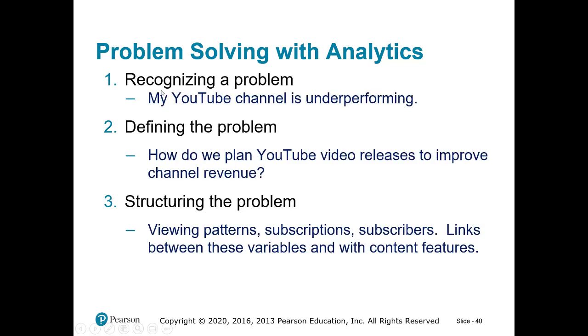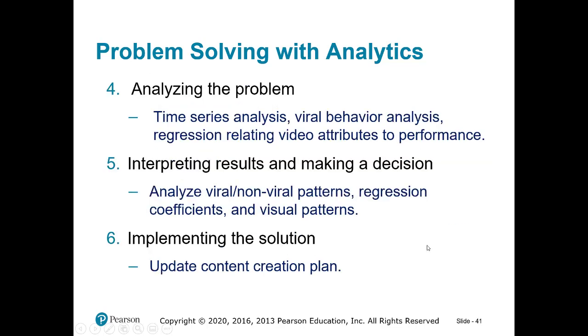So what's my problem? Well, maybe I have a YouTube channel like the one I showed you before, and it's underperforming. My new videos are not going viral. They're not getting any more users. So how do we plan YouTube video releases to improve my channel revenue and maybe help me get more videos going viral? And how do I structure the problem? Well, I begin to think, I've got viewing patterns. I've got patterns of subscriptions, subscribers. I want to look at how these variables are related to the type of content I produce. I want to look at the kind of content that's been successful. And I want to see how I can maybe produce more successful content.